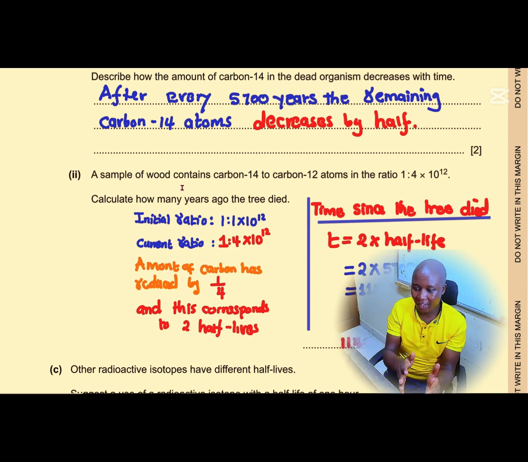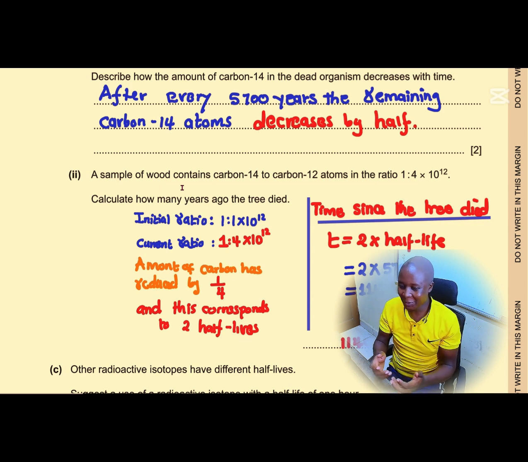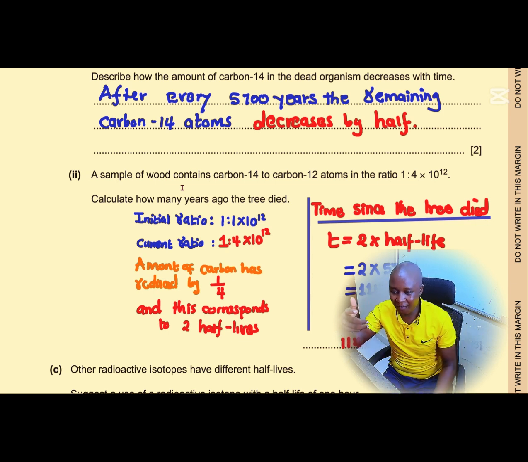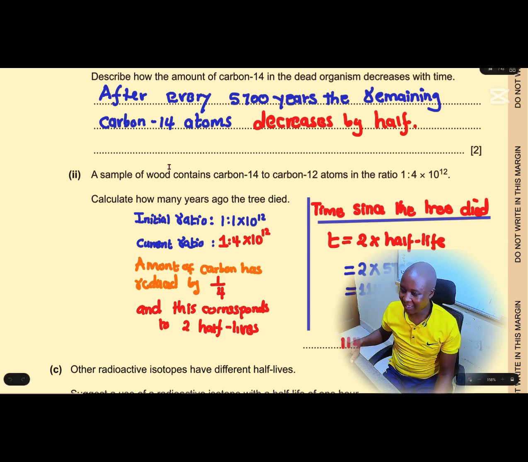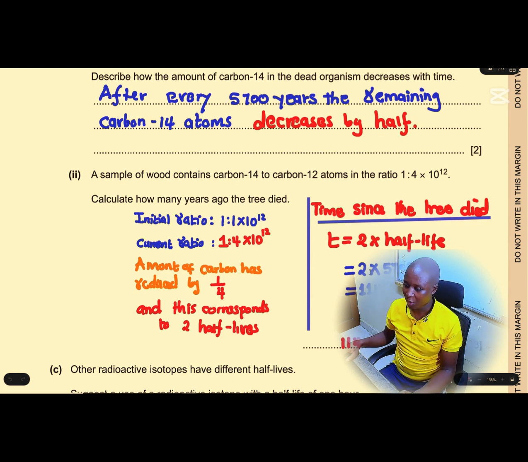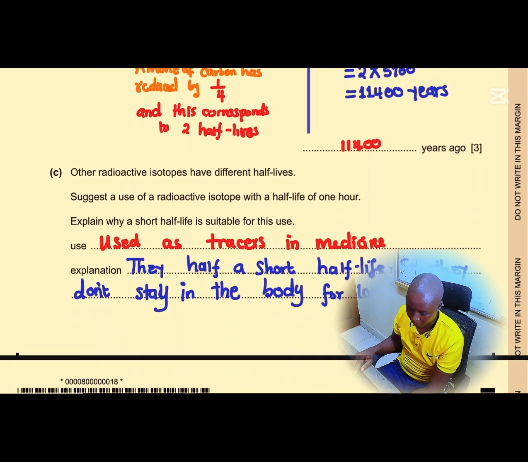After one half-life, it becomes a half of the original. After another half-life, the half now becomes half, which becomes a quarter. So which means that a quarter corresponds to 2 half-lives. And we know one half-life is 5,700 years. So which means that the total duration since the decay began is going to be 2 times 5,700 years. And that becomes 11,400 years ago.